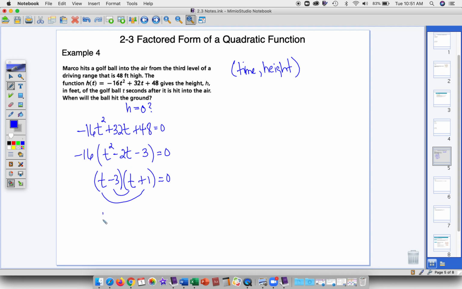So if I set each of these factors equal to 0, I would get that t is equal to a positive 3 and t is equal to a negative 1. Now for applications like this, you have to think about what makes sense here. So when will the ball hit the ground? It's impossible to have a negative time. So this solution does not make sense. So our only solution is t equal to 3, which means that the ball will hit the ground in 3 seconds.